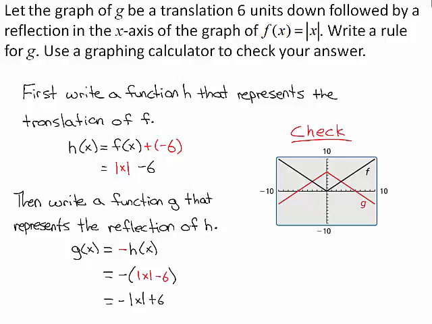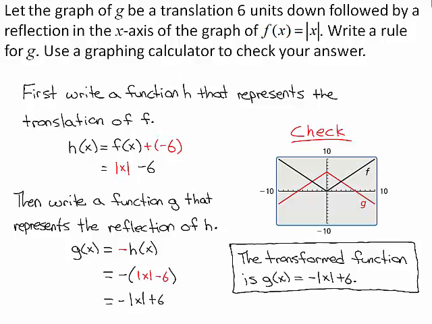Graph f and g on a graphing calculator. Notice that the graph of g is a translation 6 units down, followed by a reflection in the x-axis of the graph of f. So the transformed function is g of x equals negative the absolute value of x plus 6.